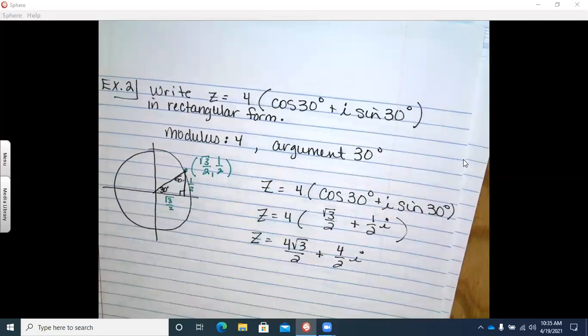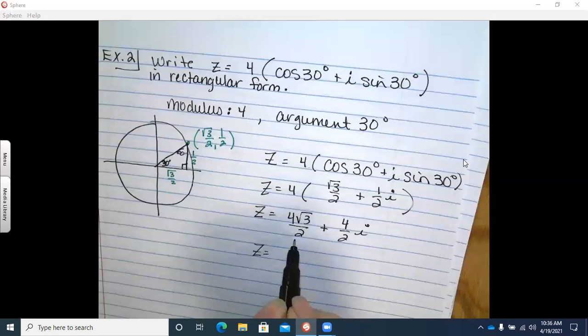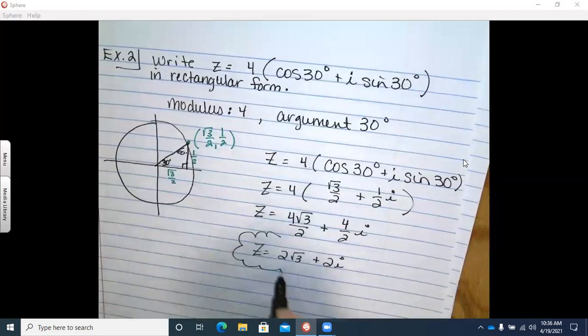because the 4 would be in the numerator, right? And then of course I can see that I can reduce that. So 4 and the 2, neither are under the radical. So I can reduce that to 2 square root of 3 plus 4 divided by 2 is 2i. Back to rectangular form.